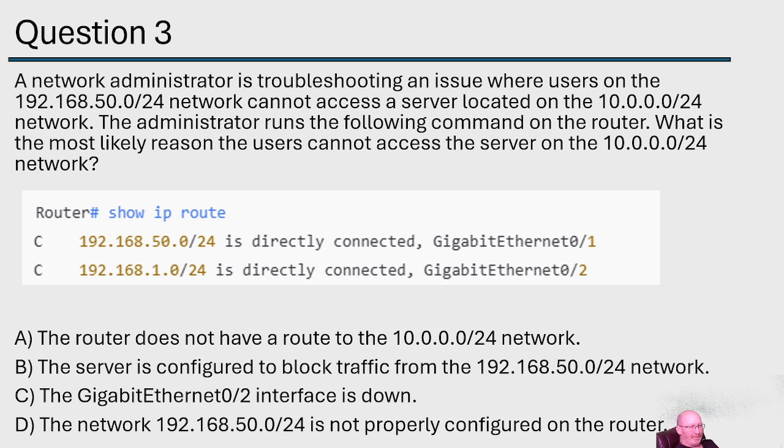Matter of fact, the only thing that makes sense is actually A, the router does not have a route to 10.0.0.0/24. And there isn't. Look at the router IP. We see 192.168.50 and we see 192.168.1, but we don't see a 10 network. And so A is the only one that makes sense. It's not even connected. And we need to add it in there. So A, pretty easy one. That's going to be a correct answer.